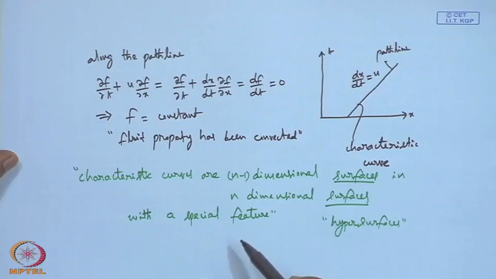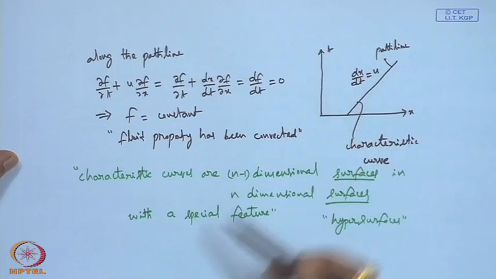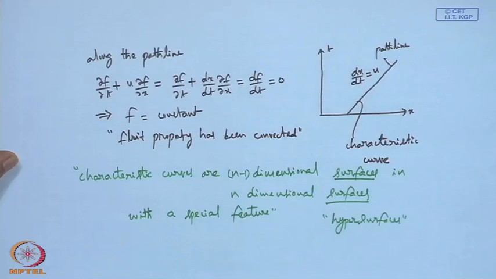What is the special property? Along them the data gets convected, the data gets percolated. In a one dimensional case, in such a simple physical example, one can see any fluid property f has been convected along a path line, and hence this path line is very special for us, and it is called a characteristic line. Now, we would like to extend a similar concept to second order.